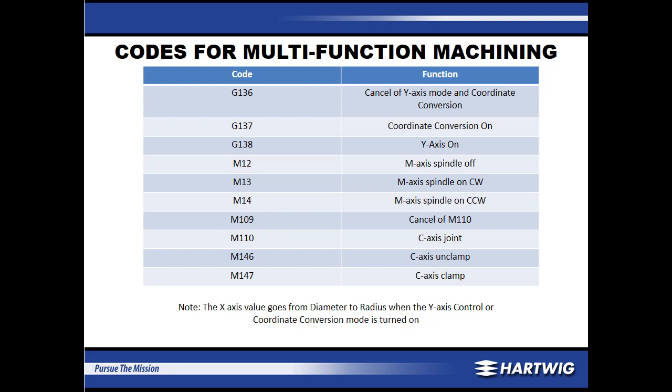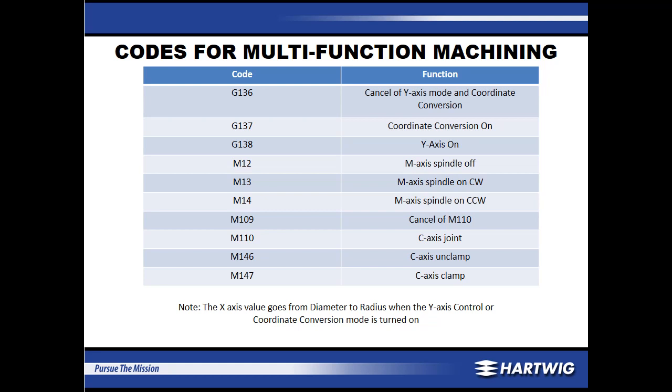G137 is coordinate conversion on. This is typically followed by a C command for the orientation of the part. And with coordinate conversion, you can take a live tool lathe without y-axis, program XY coordinate points, and the machine will translate that to C-axis motion for milling a square or a hex or some other complex shape.